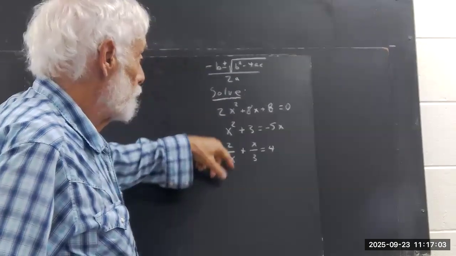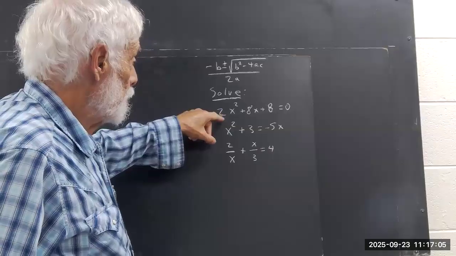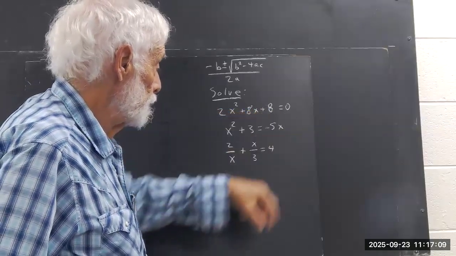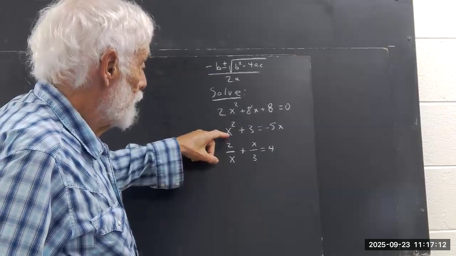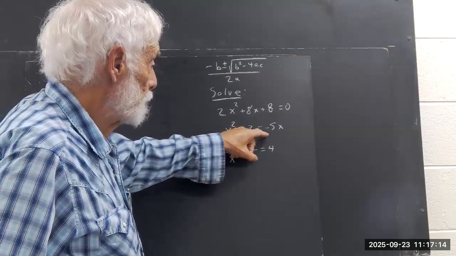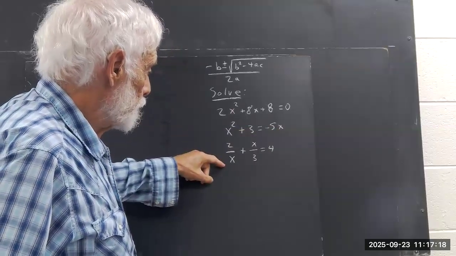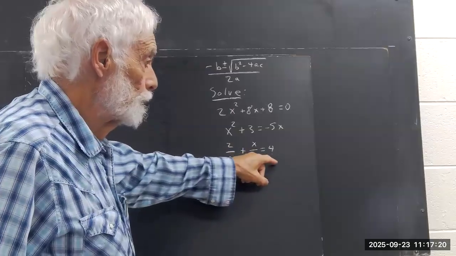Then we want to solve these three equations. The first one is 2x squared plus 8x plus 8 equals 0. Second is x squared plus 3 equals negative 5x. The third is 2 over x plus x over 3 equals 4.